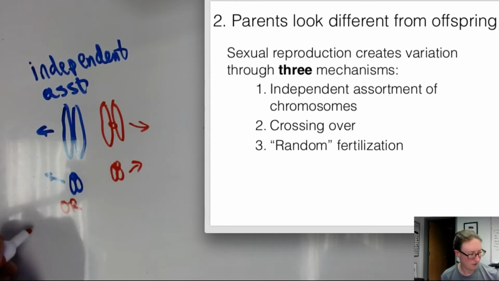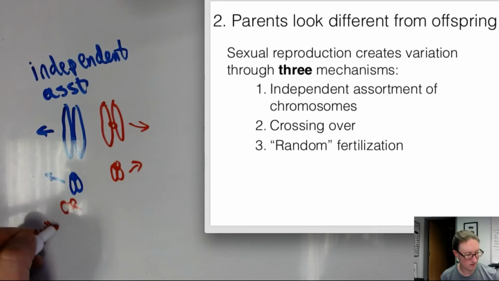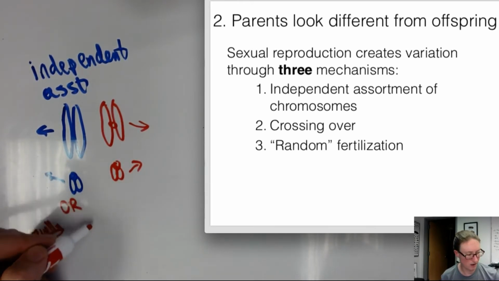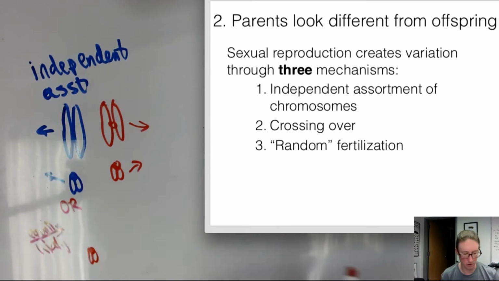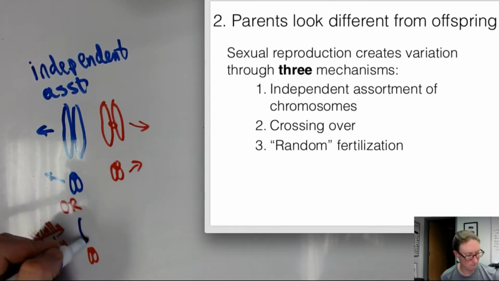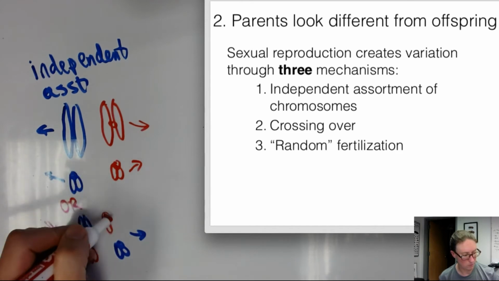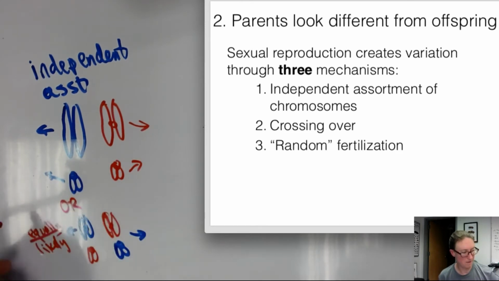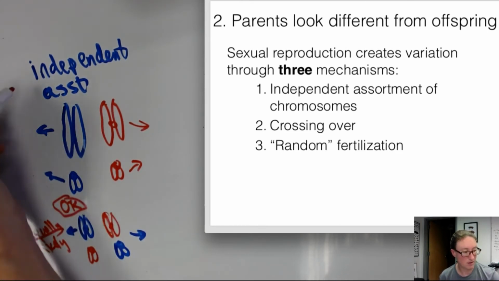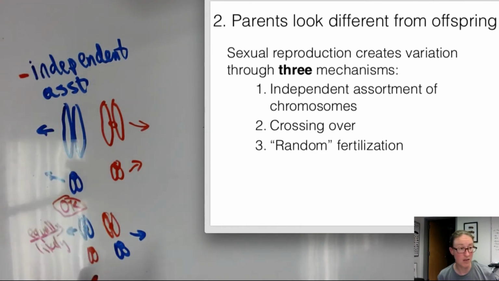Or it's equally likely that you could have the little red chromosome going with the big blue chromosome, and then the little blue chromosome going with the big red chromosome, right? So that's the idea of independent assortment. So the chromosomes assort independently from each other.